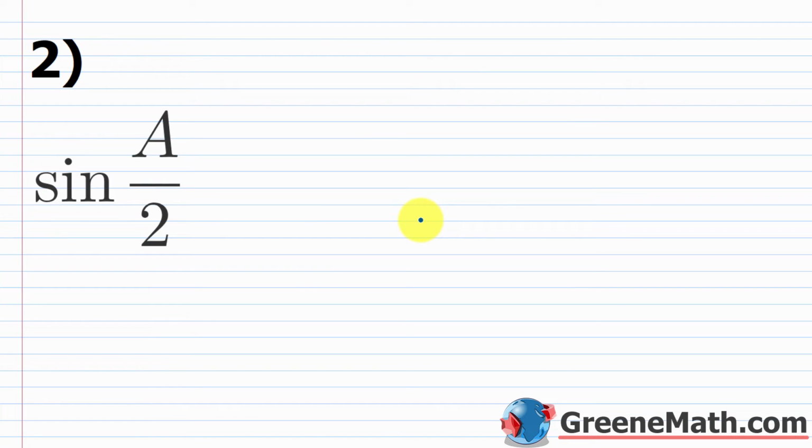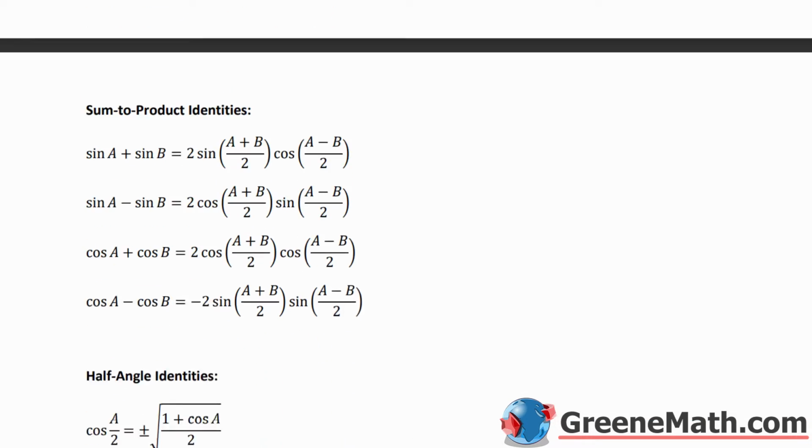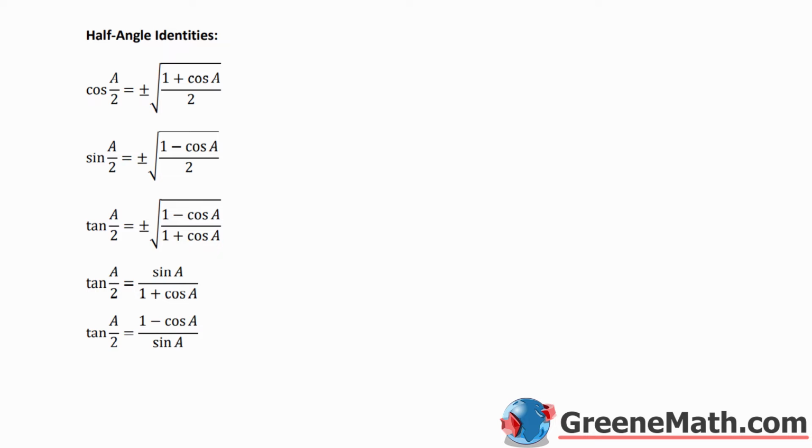All right, let's take a look at problem 2. Now we have the sine of a over 2. Going back to our handout, if we come back again to the half angle identities, the second one here is what we want. The sine of a over 2 is equal to plus or minus the square root of (1 minus the cosine of a) over 2.